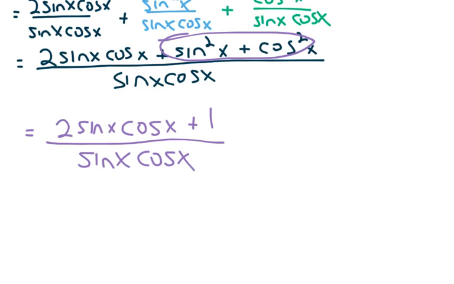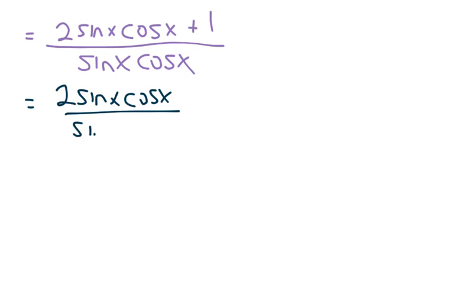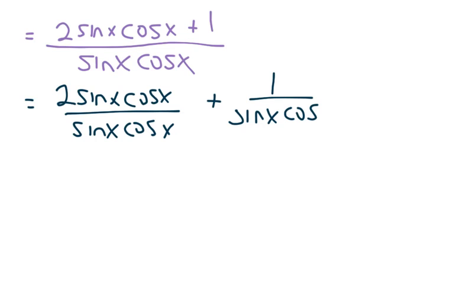This doesn't happen very often, but this is why I had a request to do this one, because I actually have to separate this back into 2 separate fractions. So I write this as 2 sine x cosine x over sine x cosine x, and I write this part as 1 over sine x cosine x. Now, as you see, these cancel out, leaving me with 2.